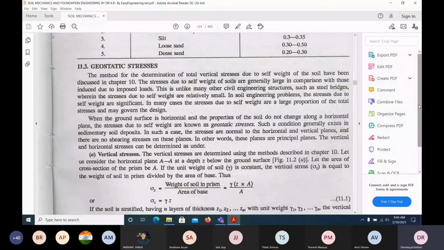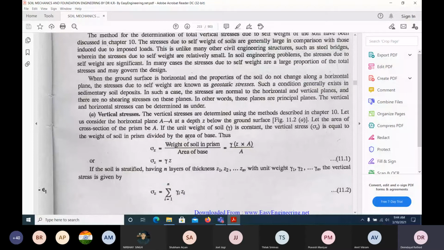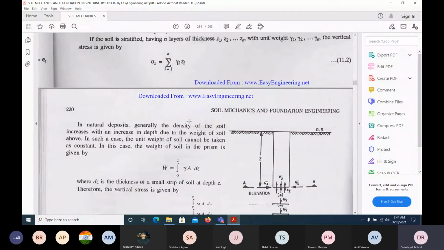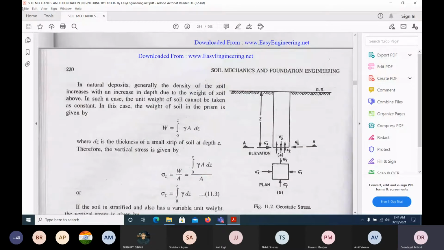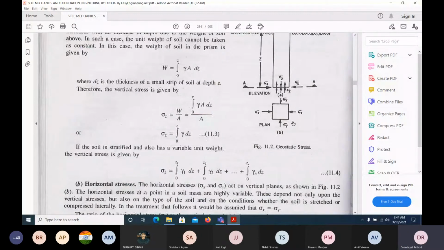When the ground surface is horizontal and the properties of soil are not changing along the horizontal plane, the stresses due to self-weight are known as geostatic stresses. This we have already studied. Vertical stresses, we know, we have taken a small element. This is how generally we take the element. Sigma y is the vertical and sigma x is the horizontal stress.